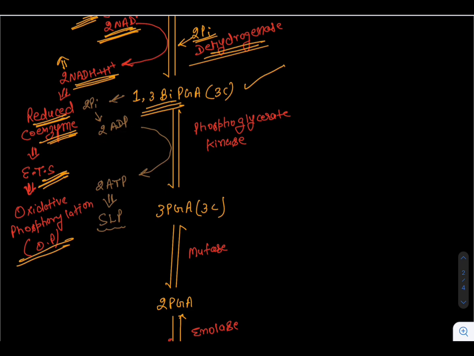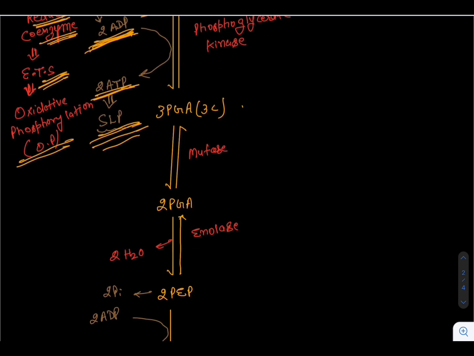It will be taken by the ADP. So you understand one thing, that 2 ADP molecules will get converted into 2 ATPs. This is called SLP. What is the meaning of SLP? SLP means substrate level phosphorylation. It means here the substrate is releasing the energy, right? That's why we call it SLP, substrate level phosphorylation, right? So the next compound that is formed is 3-PGA.